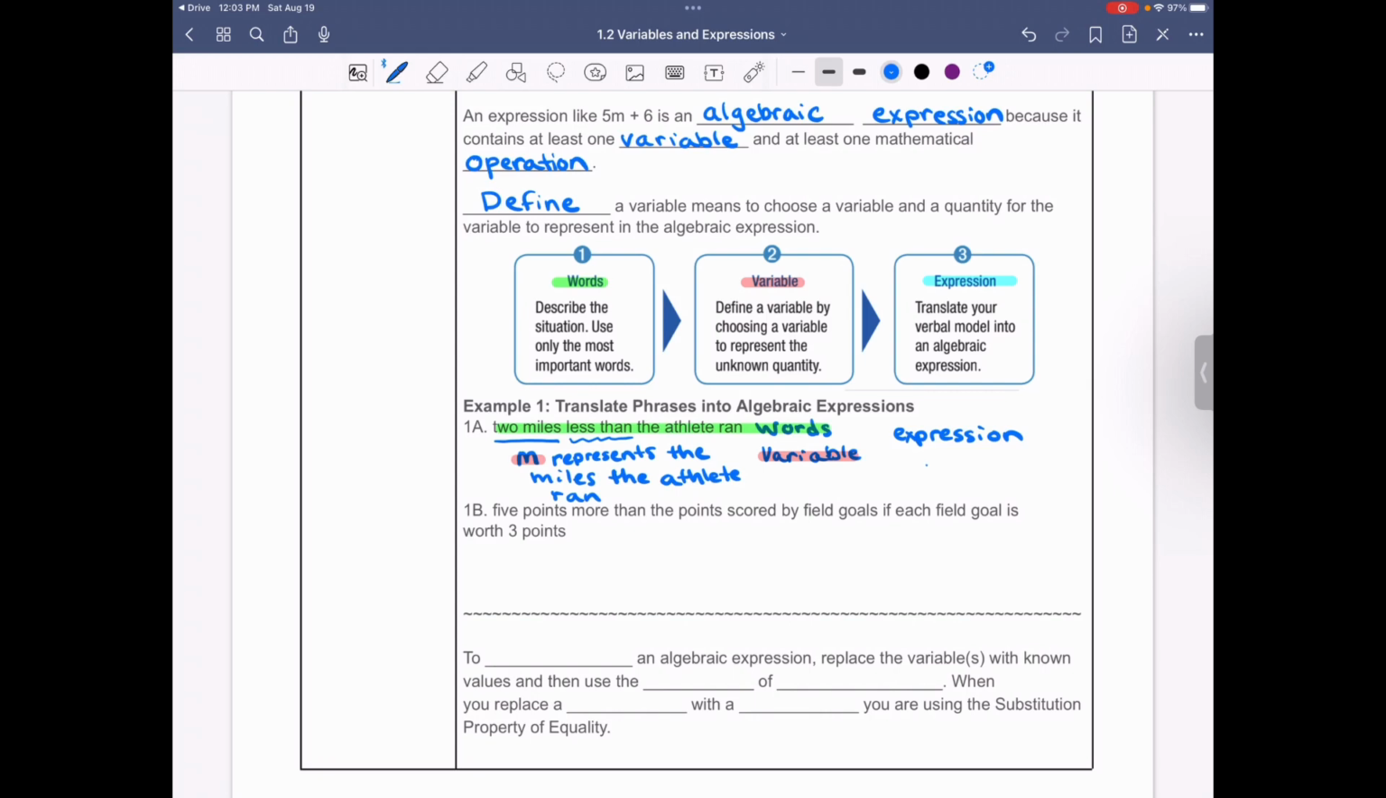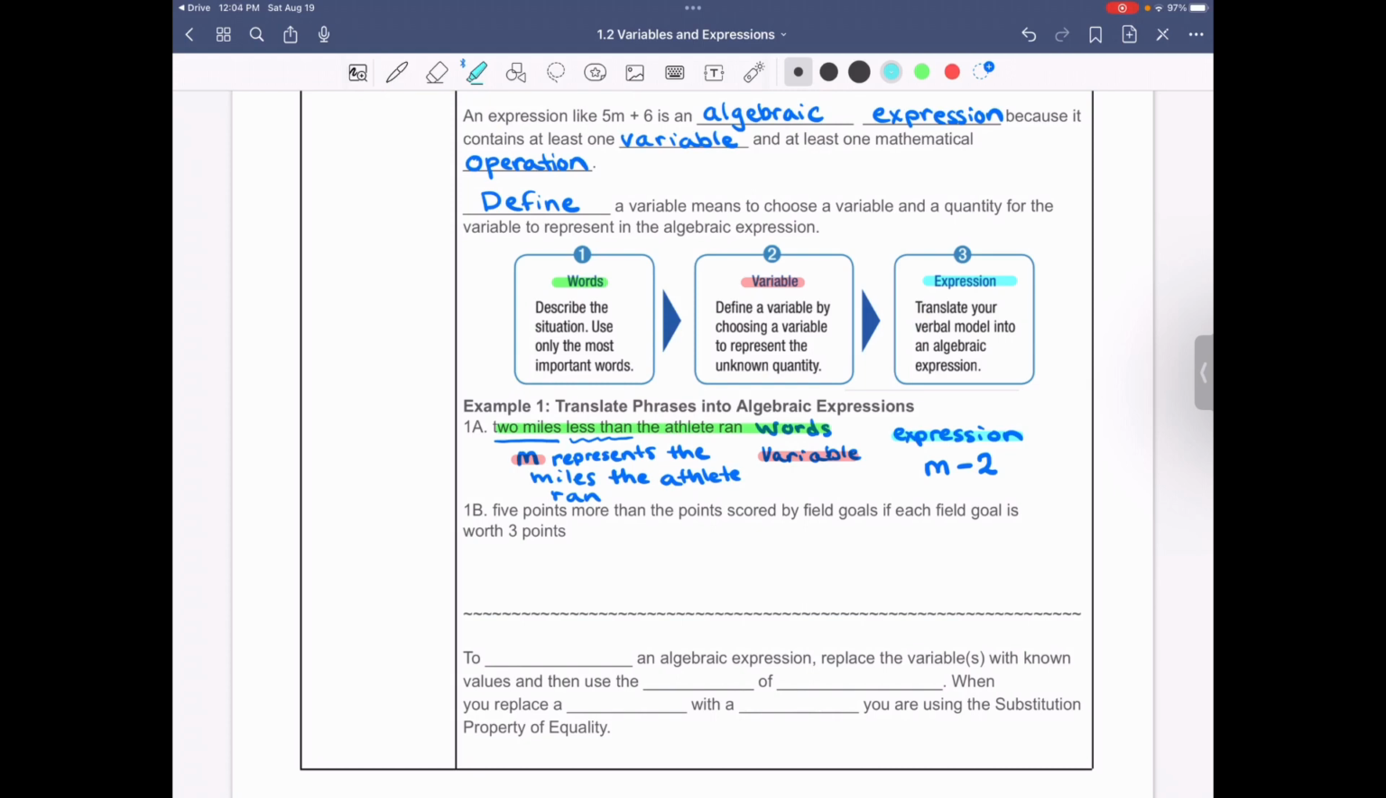So we have the miles that the athlete ran, and we're going to subtract 2 from that to show the expression as an algebraic expression m minus 2 to represent the words 2 miles less than the athlete ran. Okay, so if you have any questions, we're going to do 1B together as a class, and you can ask your questions then.